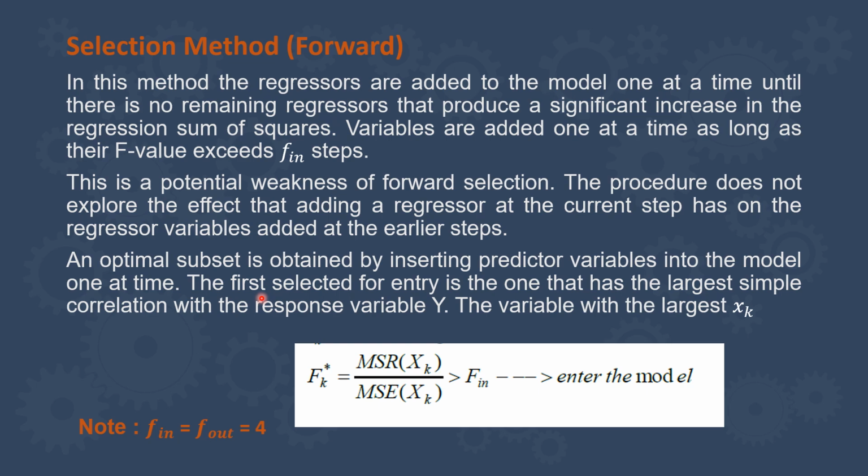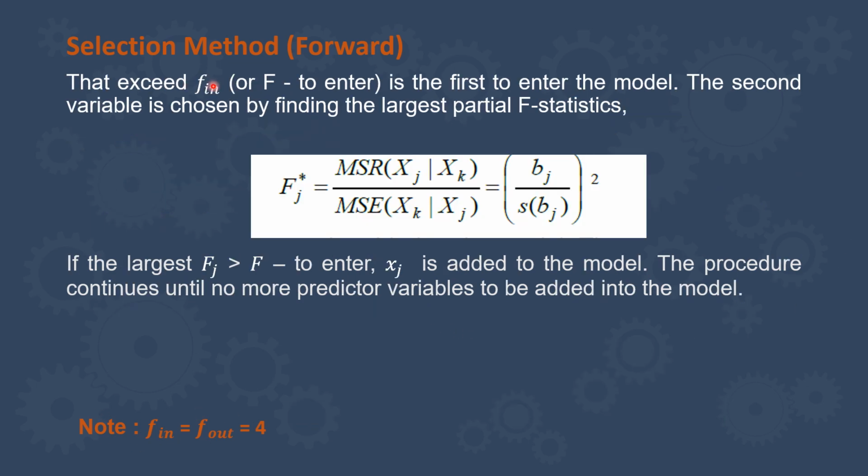The first variable to be selected into the model is the one that has the largest simple correlation with the response variable y. And that is the first one to be entered into the model. And its F statistic must be greater than F in, which is equal to 4. Now, we already have the first variable included in the model. So what about the second variable? The second variable to be added into the model can be chosen by finding the largest partial F statistic. It is calculated by using this expression here. So if the largest partial F statistic is greater than F in, therefore that regressor will be added to the model.